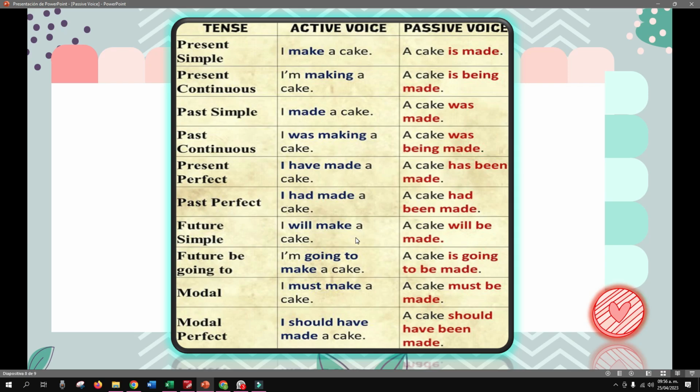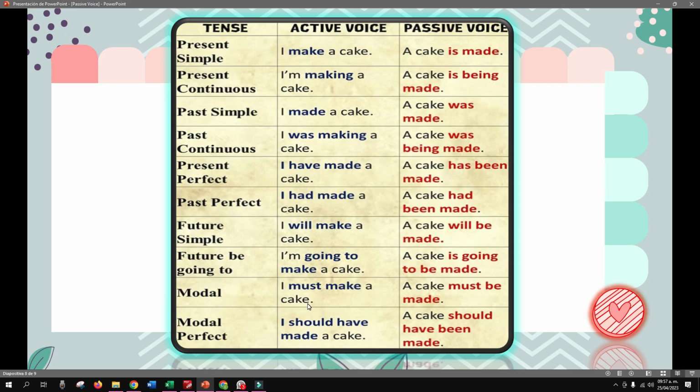Future, I will make a cake. A cake will be made. Look at this one. You have here the auxiliary for the future simple, right? Also be, you can say it in the base form, and also the past participle. So a cake will be made. Future with be going to, I'm going to make a cake. A cake is going to be, also don't forget this, to be made, right?